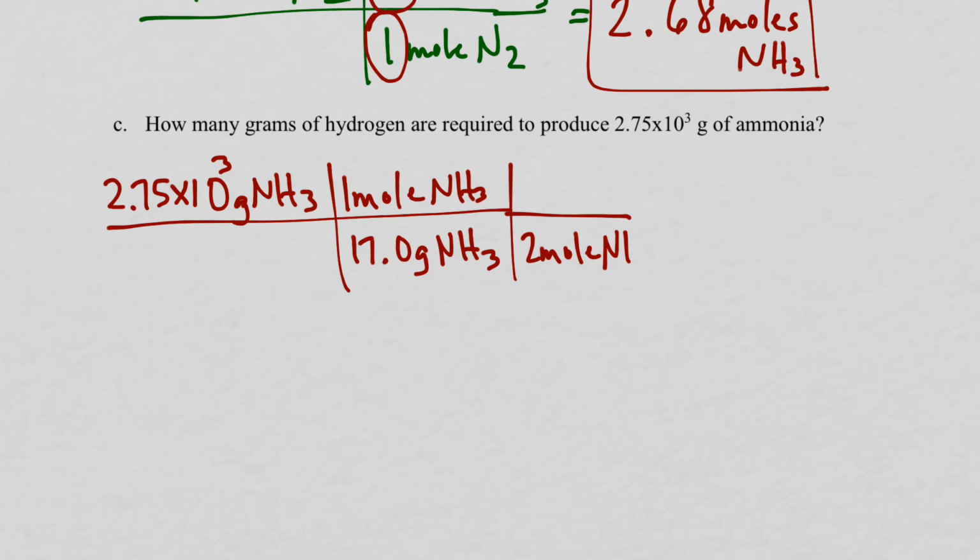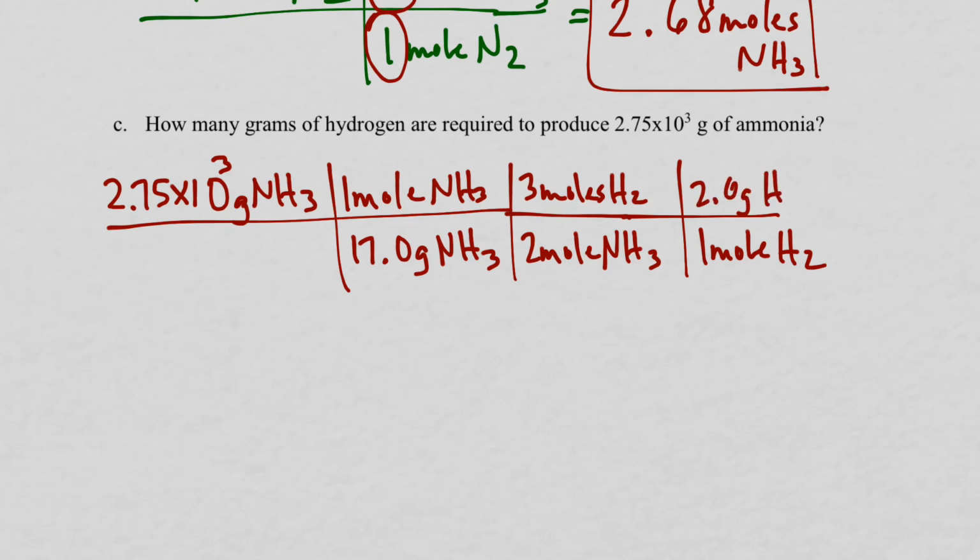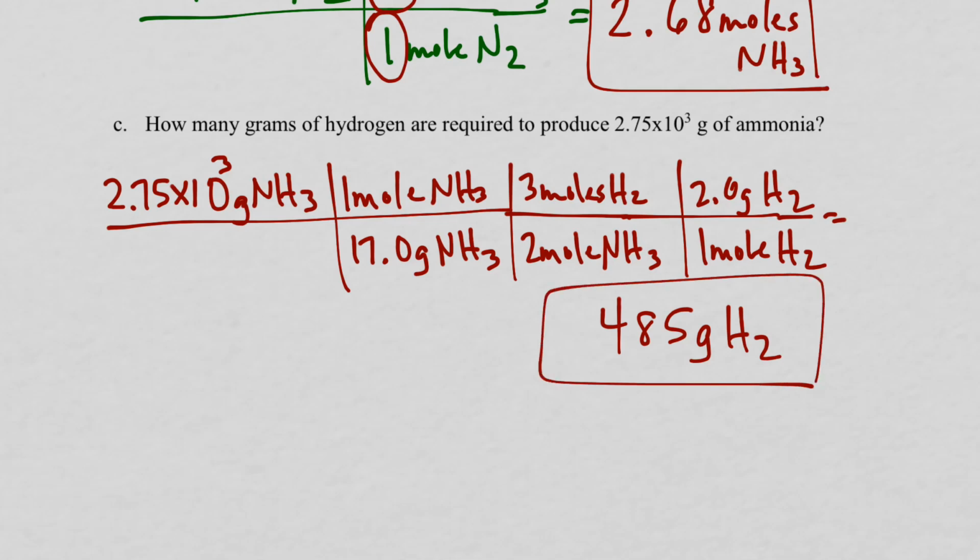So 2 moles of NH3, coefficient from the balanced equation, for every 3 moles of H2. Again, coefficient from the balanced equation. And last but not least, we're converting from moles to grams, but now we're talking about hydrogen gas. So 1 mole of H2 is equal to 2.0 grams of H2 from the periodic table, 2 hydrogens at 1.0 apiece. Multiplying and dividing across the whole dimensional analysis, we end up with 485 grams of H2 when we apply significant figures. And that now finishes number 26 on that page.